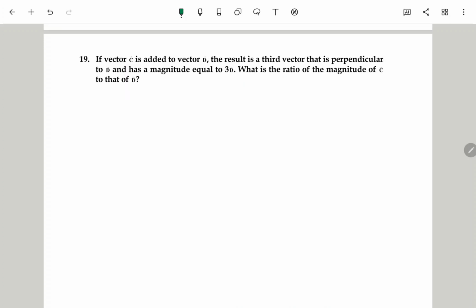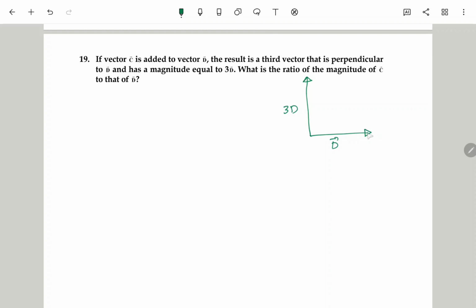Now if vector C is added to vector D, the result is a third vector that is perpendicular to D and has magnitude equal to 3D. What is the ratio of the magnitude of C to that of D? Similar to the previous one, this is vector D here, and the resultant vector is perpendicular to D, with magnitude equal to 3D. So this is the resultant vector, this is 3D.